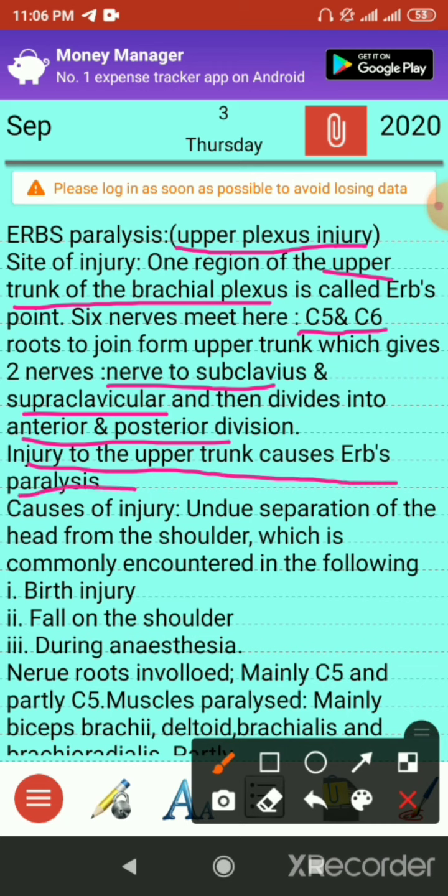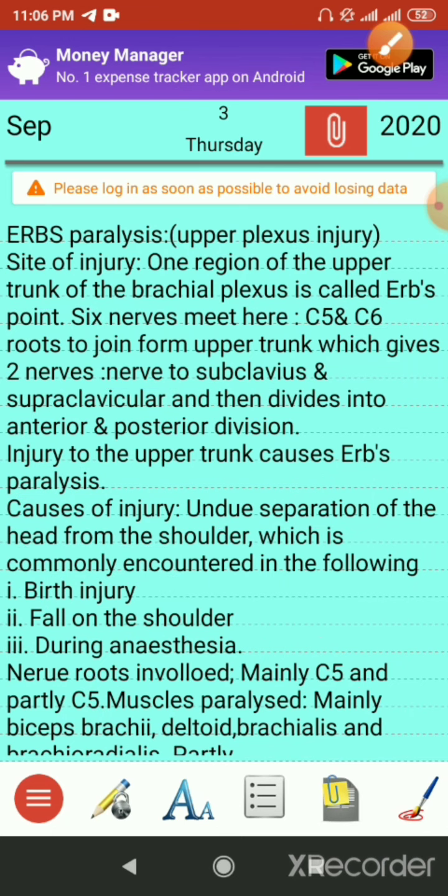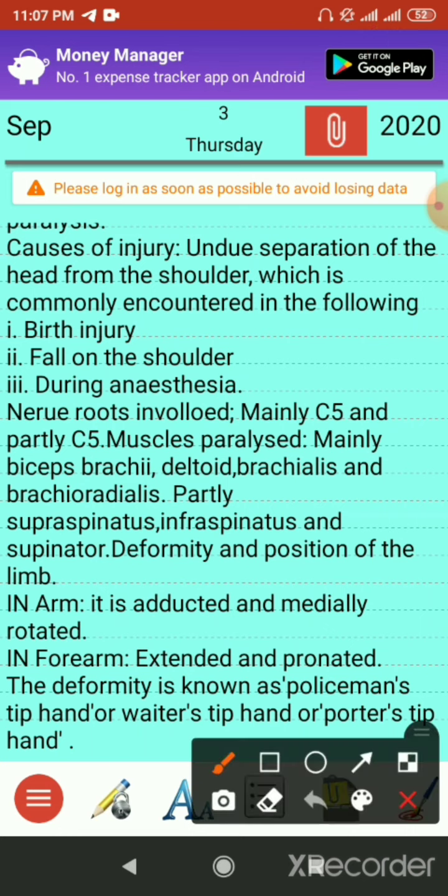What are the causes of this injury? Undue separation of the head from the shoulder, which is commonly encountered during birth injury, fall on the shoulder, and during an anesthetic procedure. The nerves mainly involved are C5 and C6. And the muscles paralyzed are mainly biceps brachii, deltoid, brachialis, and brachioradialis.